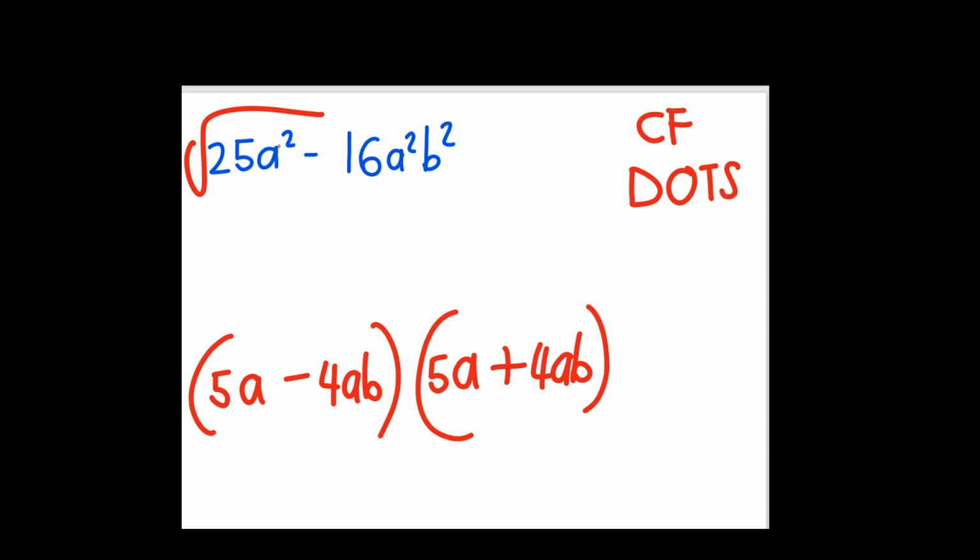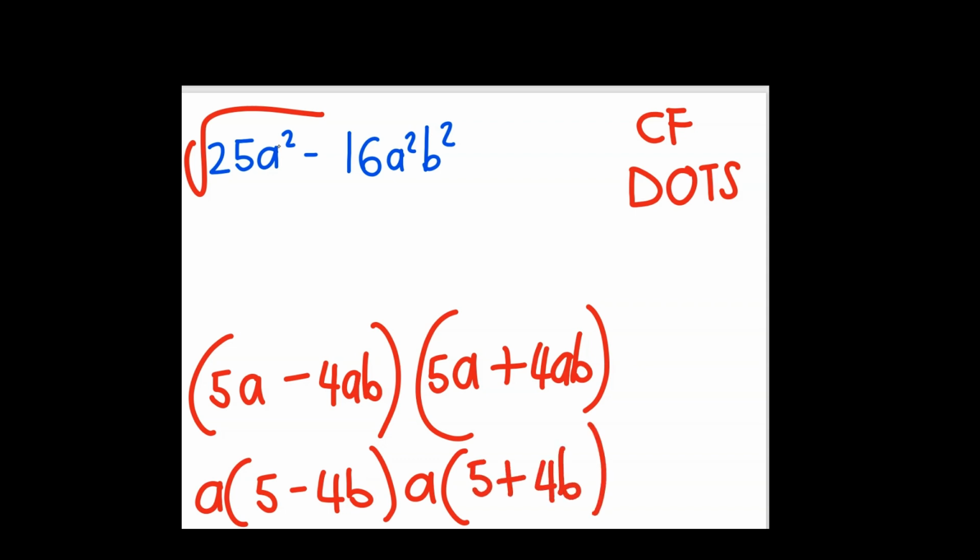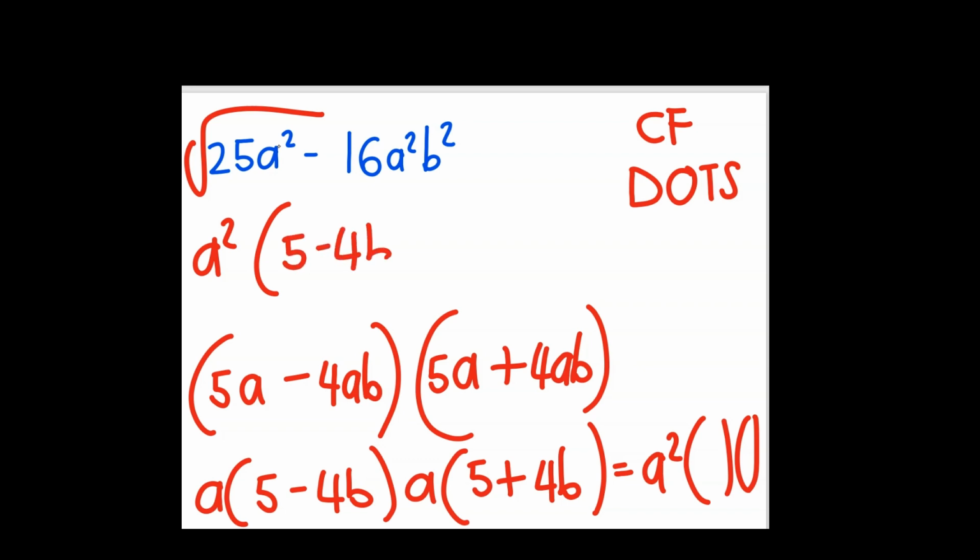Okay, and that is as far as we could go. You can see then we do actually still have a in each of these, so we could then take out a common factor of a. In this case, we would have the first term, 5 minus 4b. The second term, we would take out a as well, so 5 plus 4b. And if we multiply those a's, we get a squared and then the two brackets. If we had taken the common factor a squared out at the start, we would have been left with the same answer: 5 minus 4b, 5 plus 4b.